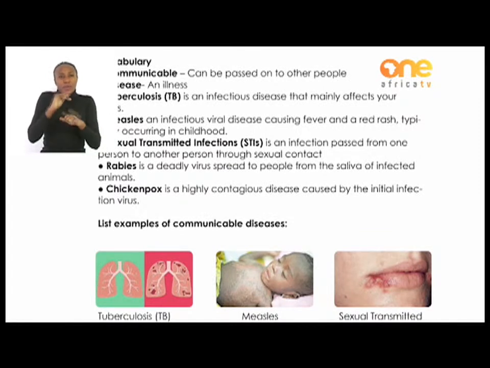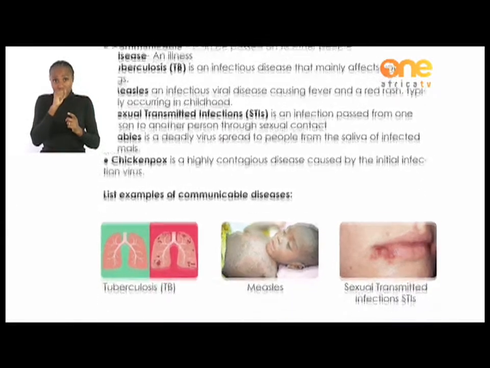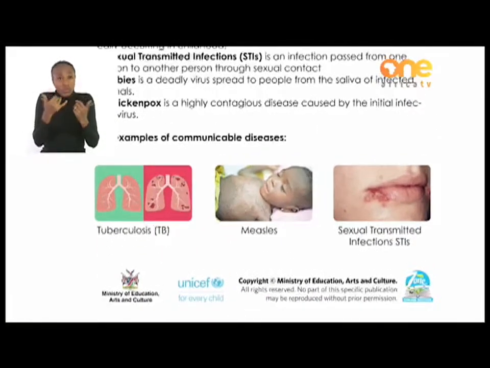List examples of communicable diseases. We have tuberculosis, which is TB. You will have high fever, coughing up blood, weight loss, and sweating at night. Measles: you will have a dry cough, sore throat, fever, as well as a running nose. Sexually transmitted infections, which is STIs: you will not be able to give birth when you grow up, meaning you will be infertile.